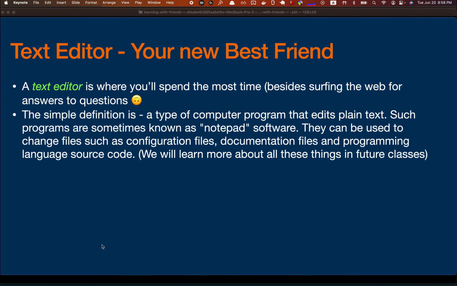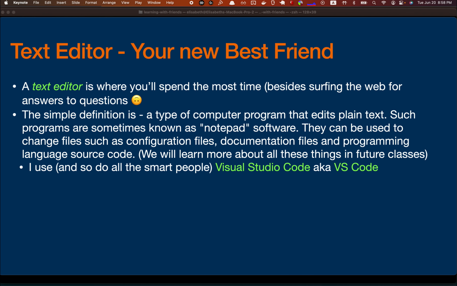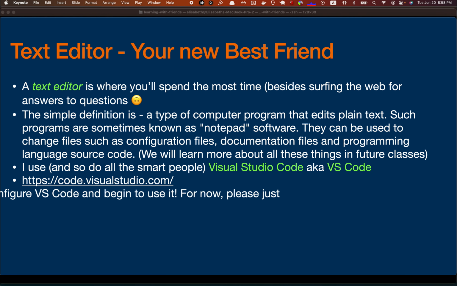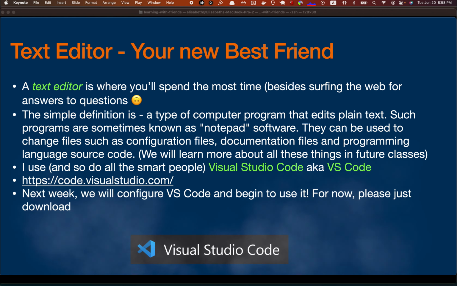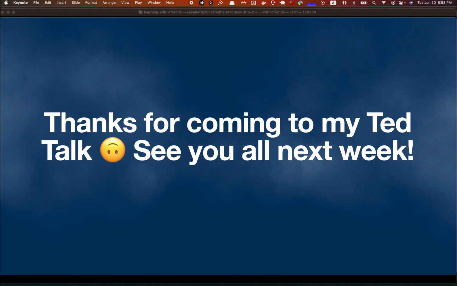Okay, so we will learn more about all these things in future classes. I use, and so do all smart people, Visual Studio Code, which is free. A lot of software for coding is free. Download it from here. Next week we will configure it. For now, just download. Thanks for coming to my TED Talk.